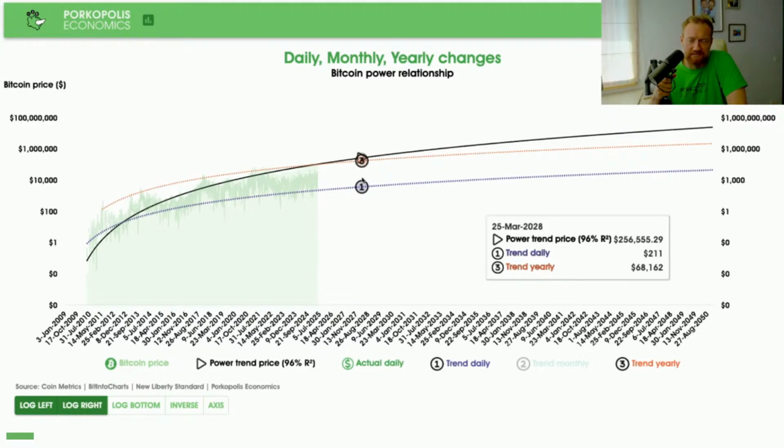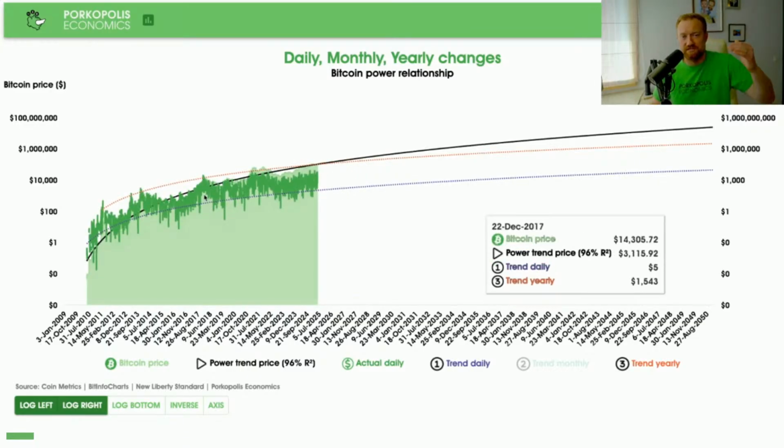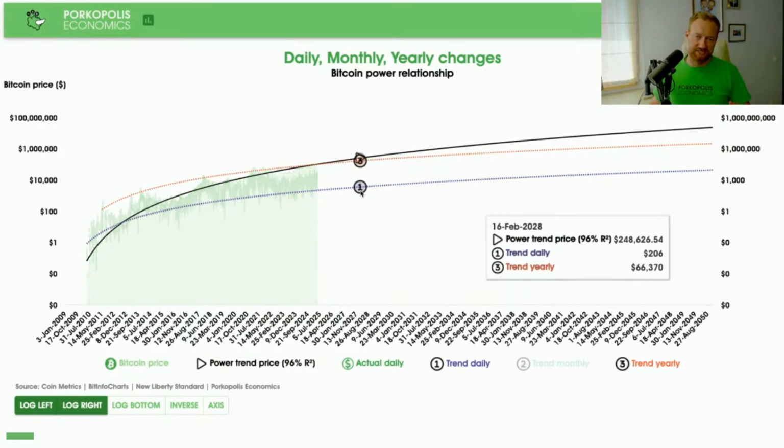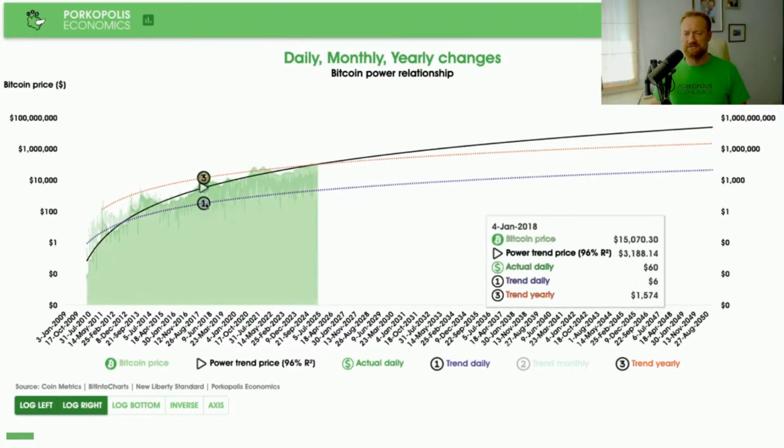I see volatility, extreme moves towards the boundaries of these trends. In this case, hitting the yearly change of the power trend. But I just don't see the crack-up boom yet.